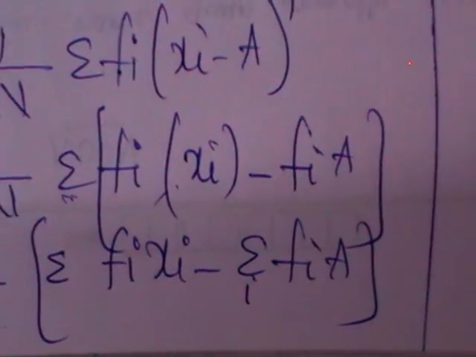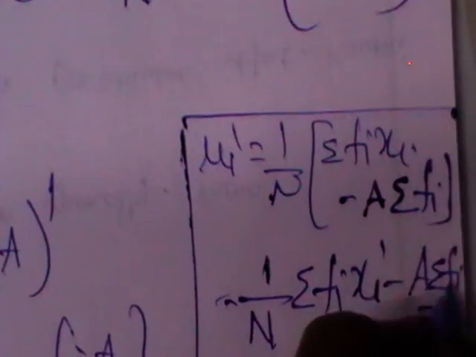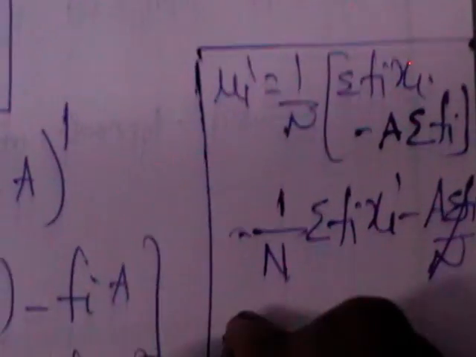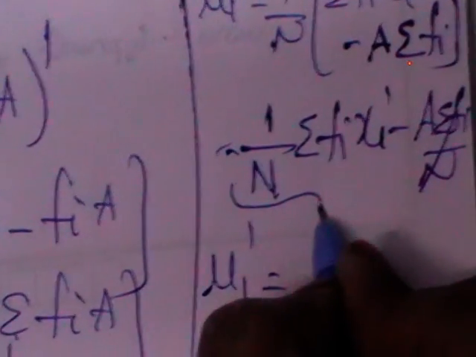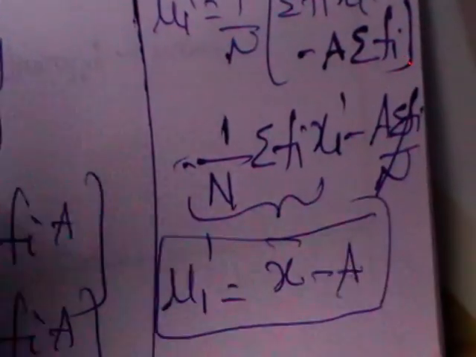So sigma runs on i. The second term you have fi a. A is independent of i, so you can take it out of the sigma: a sigma fi. Again this 1 by n is for both the terms: 1 by n sigma fi xi minus a sigma fi by n. As n is equal to sigma fi, those two cancel. What is 1 by n sigma fi xi? It is nothing but x bar. Mu 1 dash is equal to x bar minus a. Remember this. Mu 1 dash is very important. Mu 1 dash is x bar minus a.